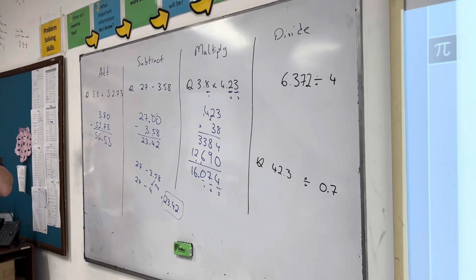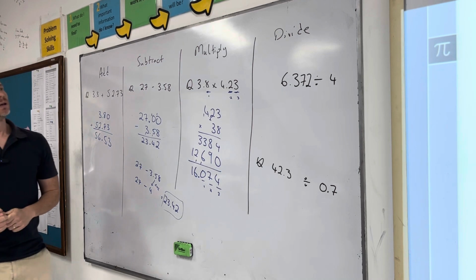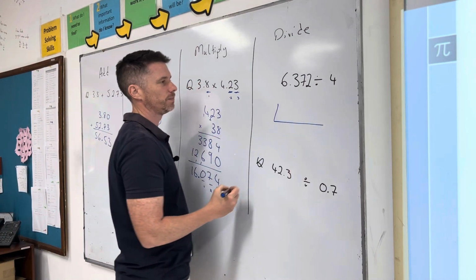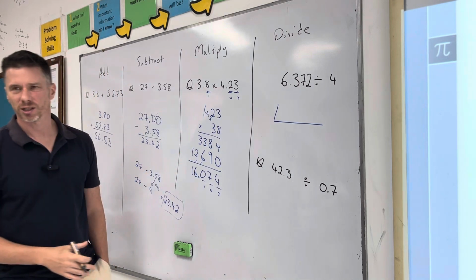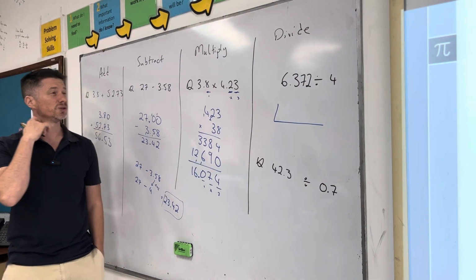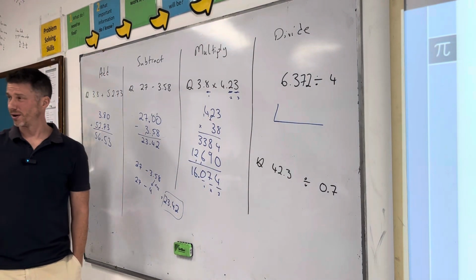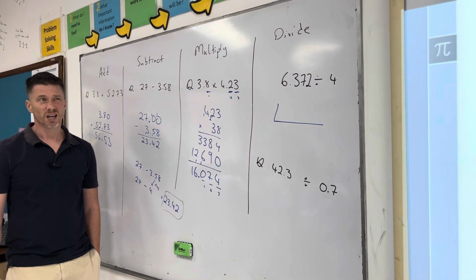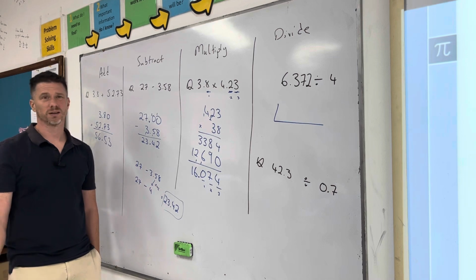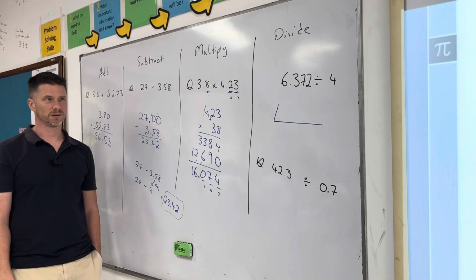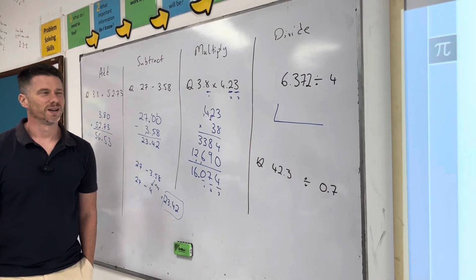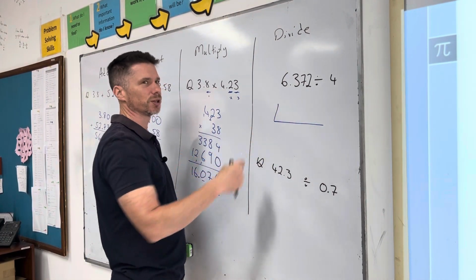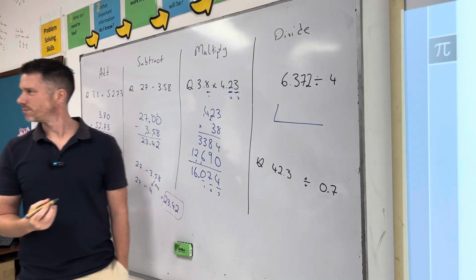Division is a little bit more difficult sometimes. Just in general, dividing can be a bit of a challenge. I want to divide 4 into 6.372. What's my answer going to be around? What's 4 into 6? So 6 point something. So yeah, around 1.5 maybe.